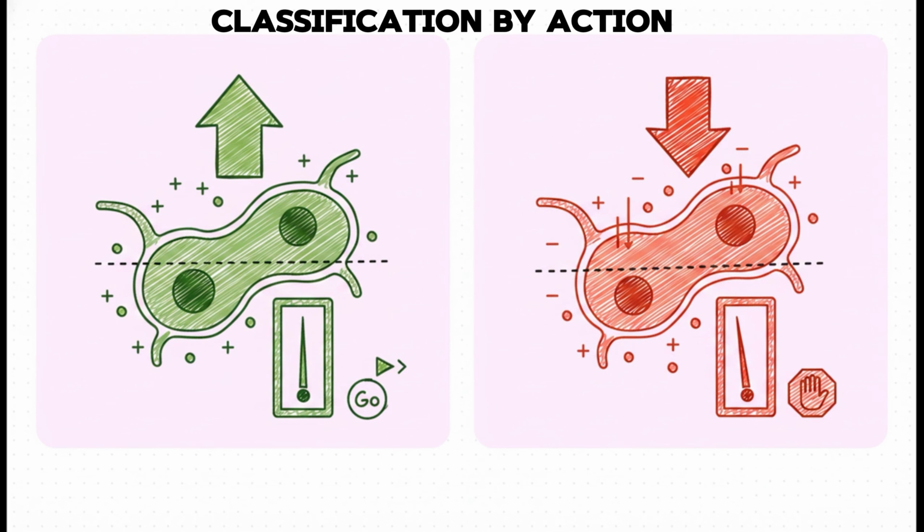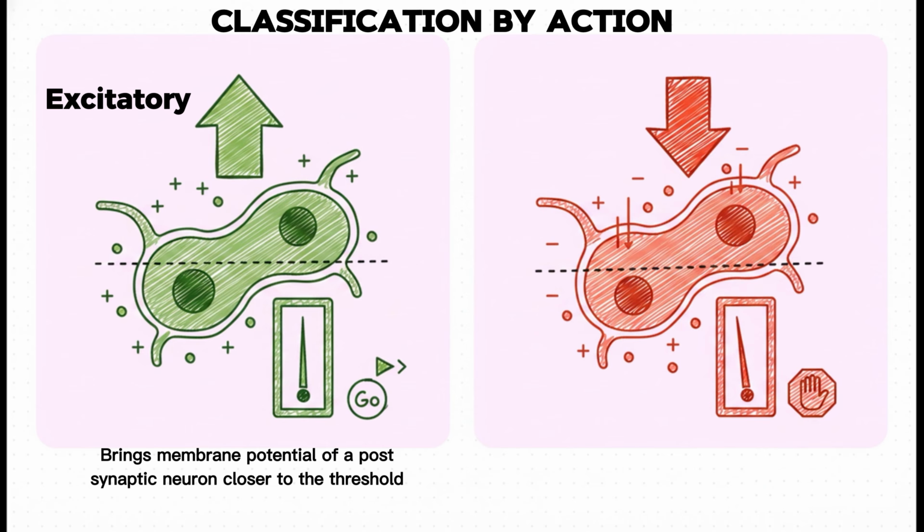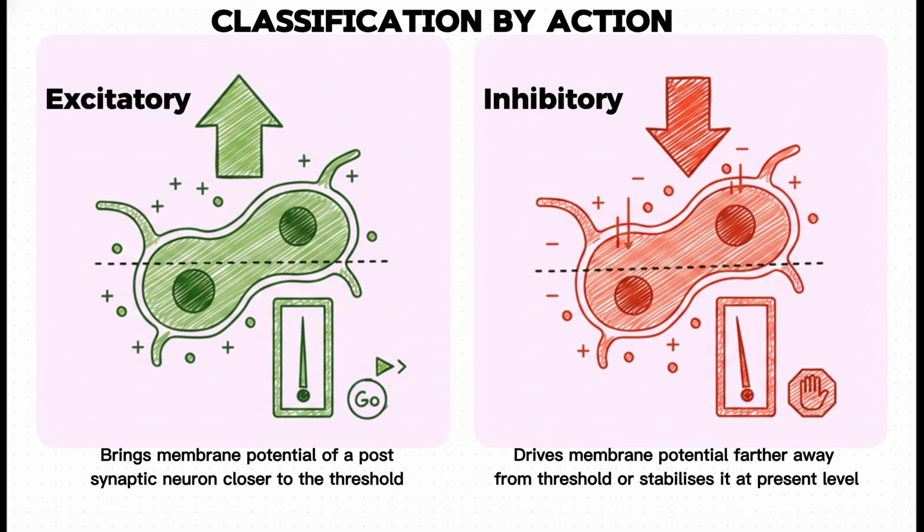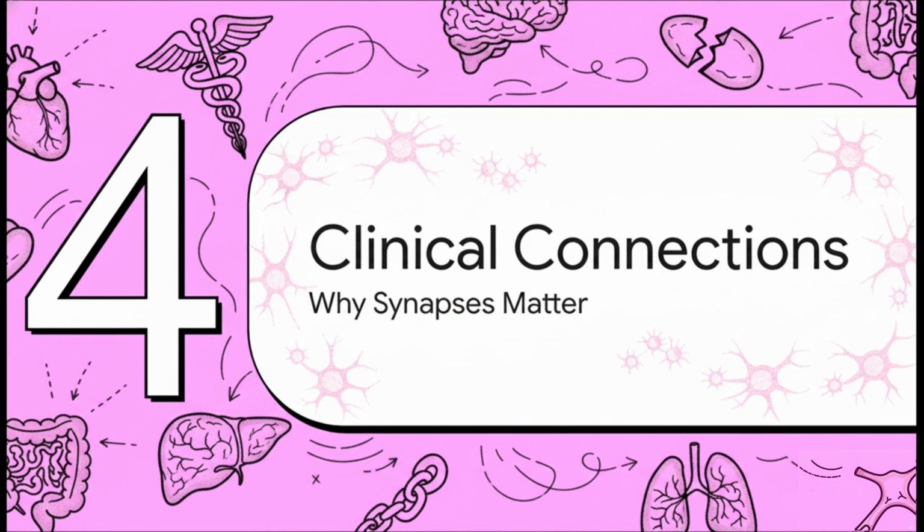And that brings us to our last classification, by action. What does the synapse actually tell the next neuron to do? Well, it can either be a go signal or a stop signal. An excitatory synapse says go. It gets the receiving neuron all fired up and brings it closer to sending its own signal. In contrast, an inhibitory synapse says stop. It calms the receiving neuron down, making it less likely to fire. And it's the constant, beautiful balance between all these go and stop signals that allows our brains to think and function.